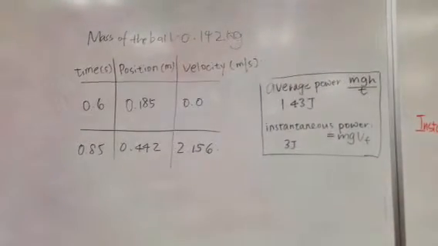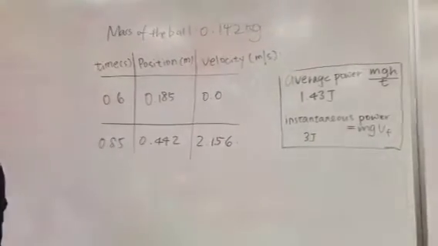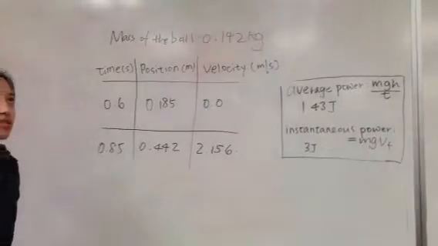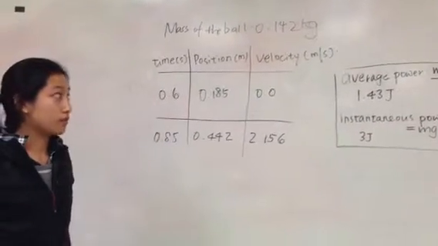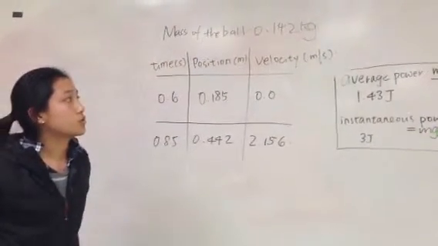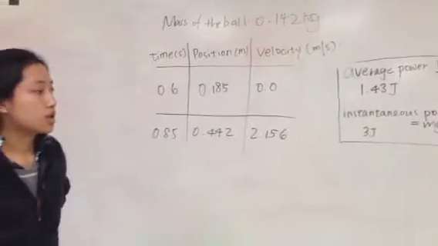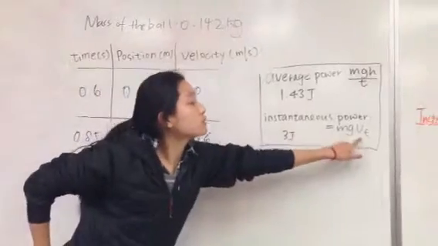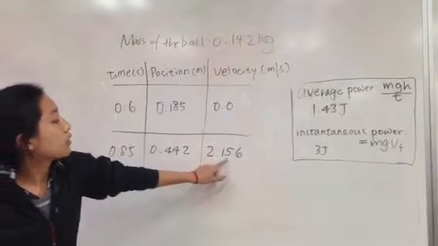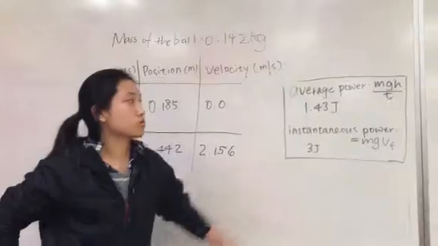For the instantaneous power, we use the equation P equals Fv, where v is the final velocity and F is the weight of the ball. We get the mass of the ball is 0.142 kilograms, then we multiply by g, 9.8. For the final velocity, we use 2.156, that's when the ball hits the ground, and we get 3 joules.